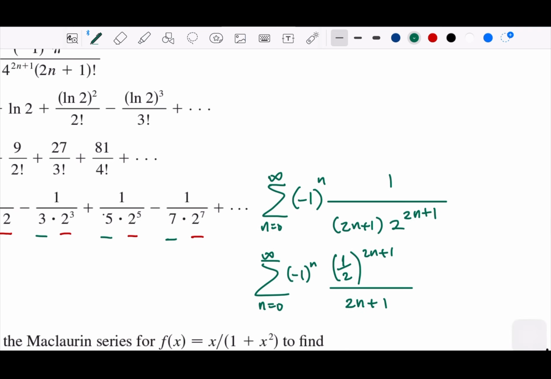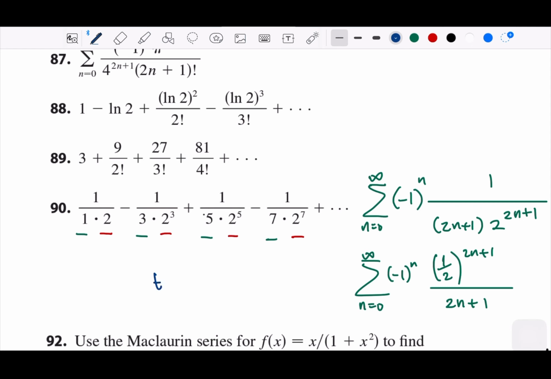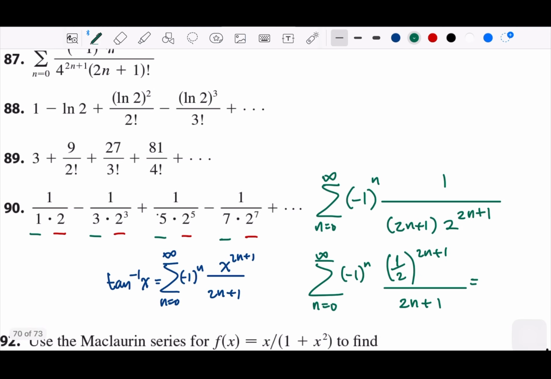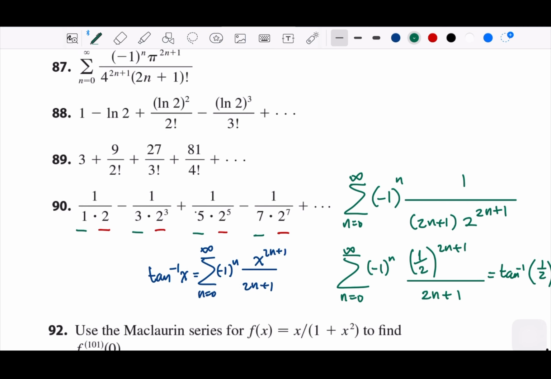Remember that tangent inverse x is the sum. So this will be tangent inverse of one half. Okay, you can check 88, 89.